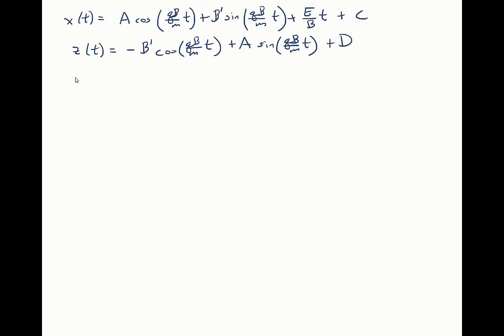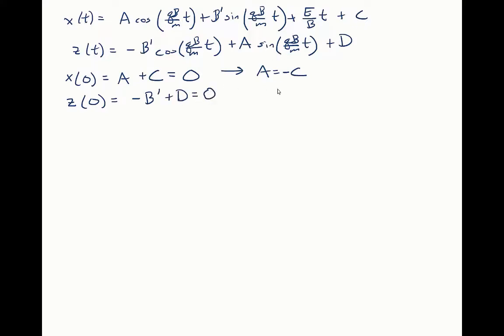Okay, so we have conditions for x of 0 and z of 0. If we plug in x of 0, cosine is 1, sine is 0, t is 0, so we just get a plus c, and we know this is equal to 0. That tells us that a equals minus c. Now for our condition z of 0: cosine of 0 is 1, so we have minus b prime. Sine of 0 is 0, so we get plus d. That equals 0, so b prime equals d. Well, that's nice. That means we're really only having to solve for 2 things.